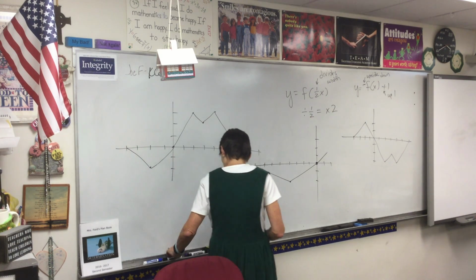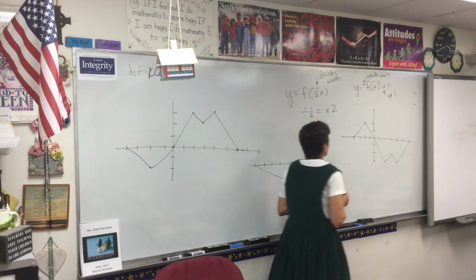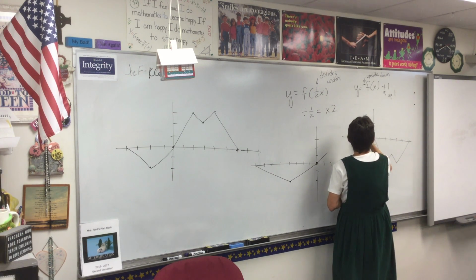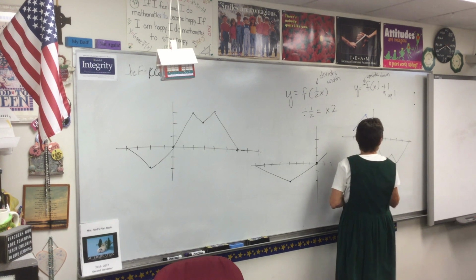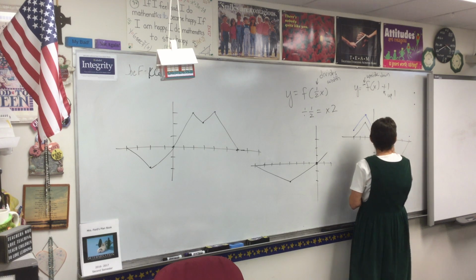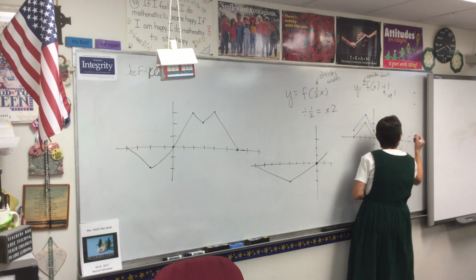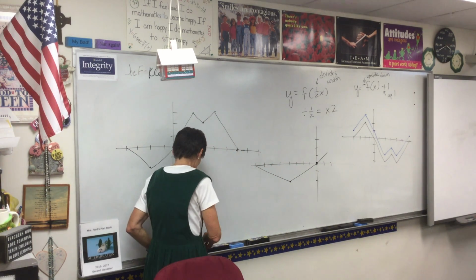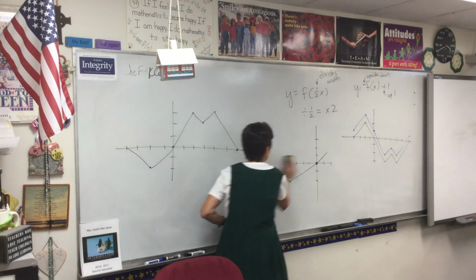Now, I'm going to pick it up 1. Every point is going to go up just 1. So there's my triangle. And there's my M. So the blue thing will be the answer to the question.